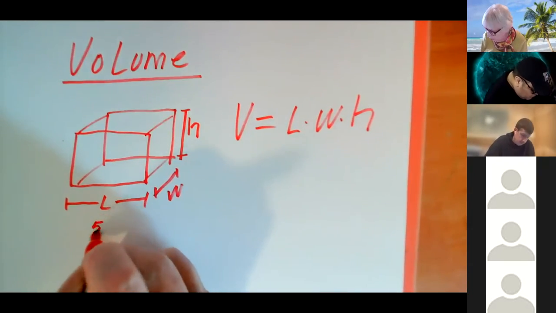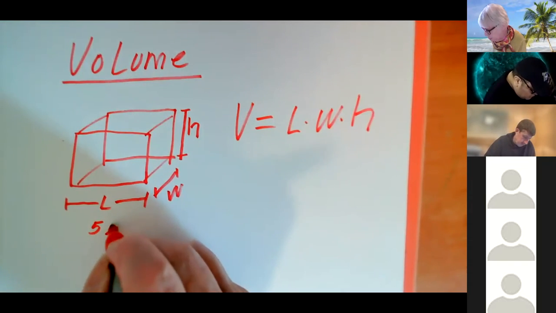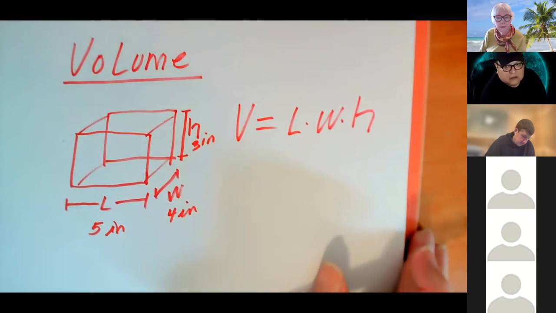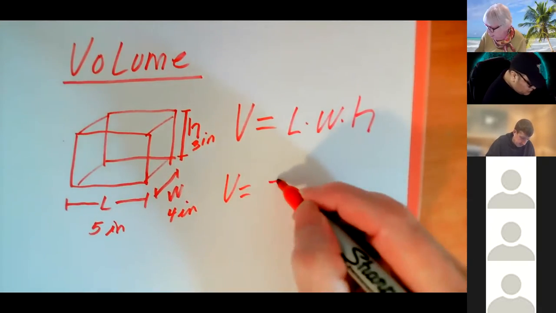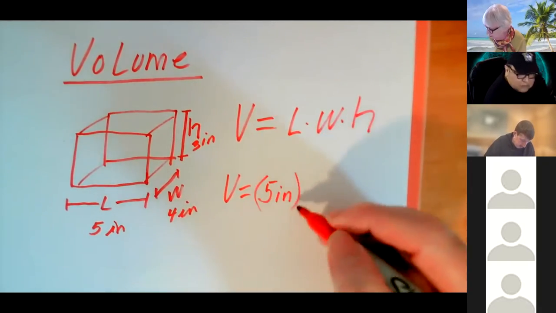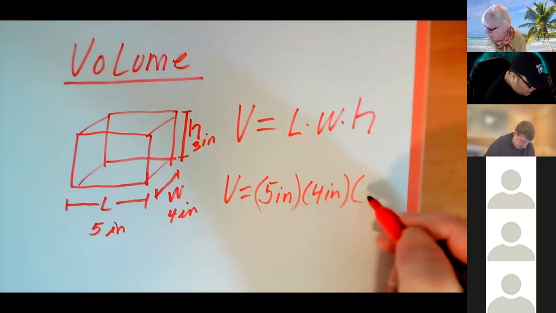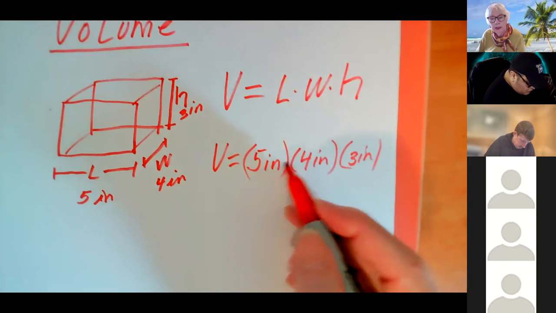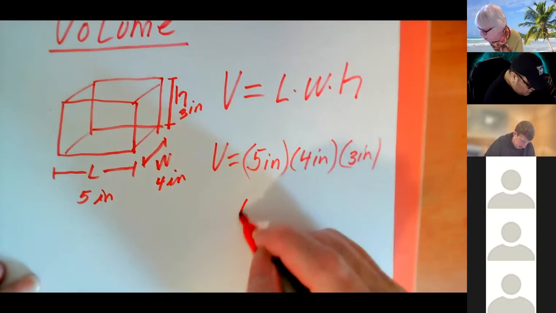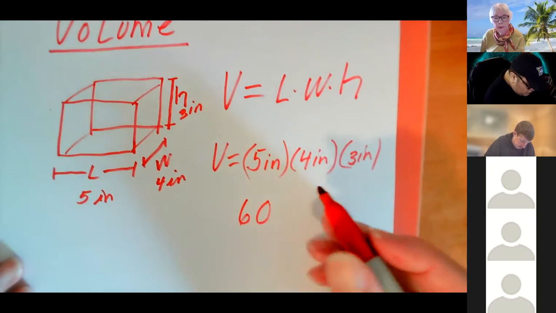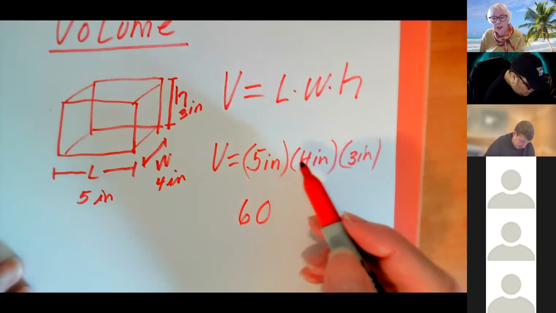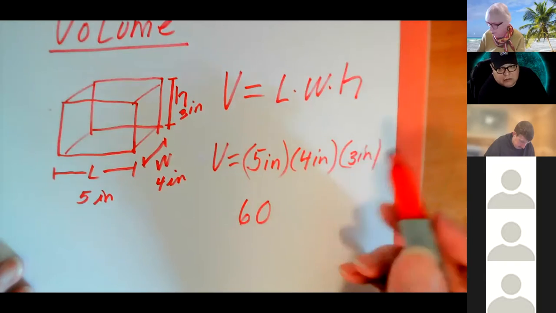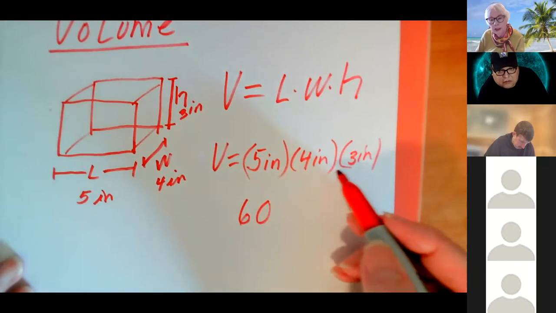So let's say this was 5 inches, 4 inches, 3 inches. The formula would just, you place the numbers in, 5 inches, 4 inches, and 3 inches. 5 times 4 times 3, this is 20, 20 times 3 is 60. That's the number part. Inch, inch, inch. Inch times inch times inch.